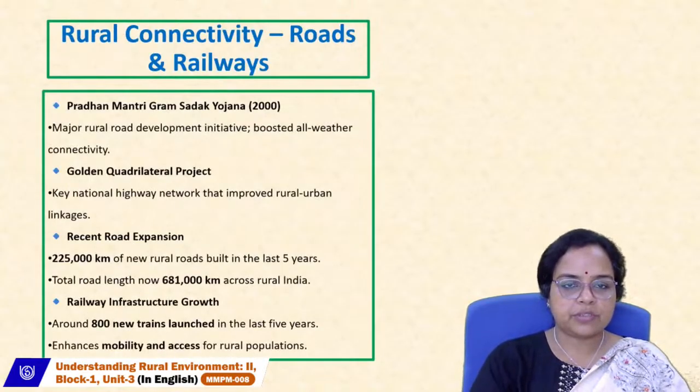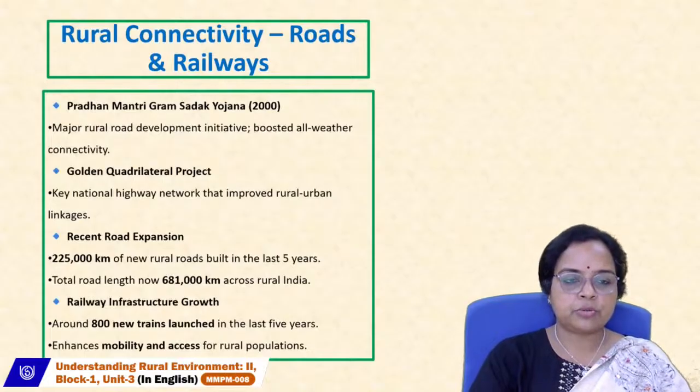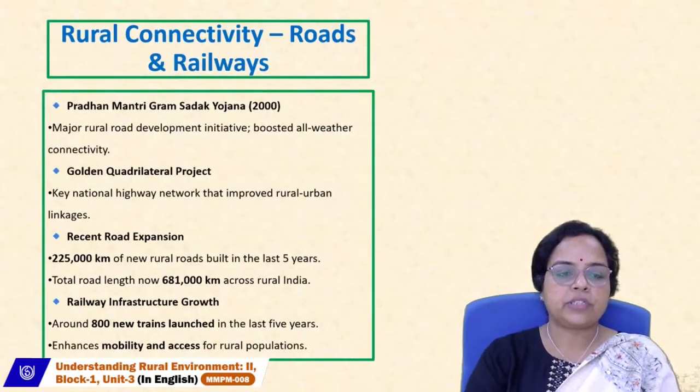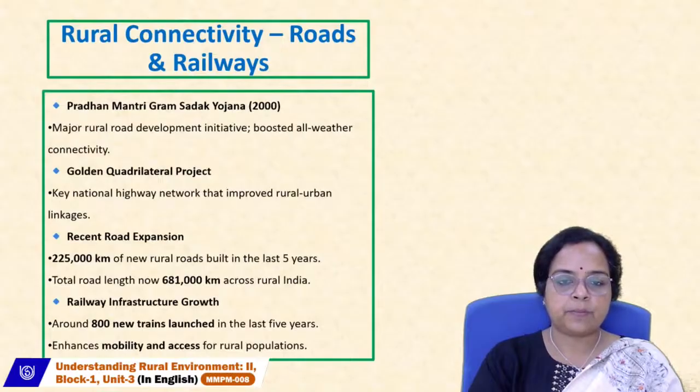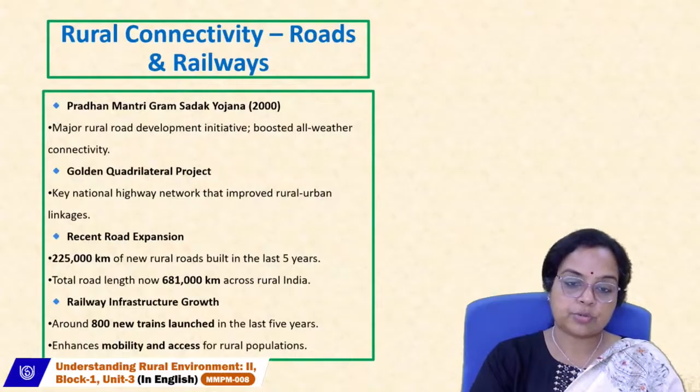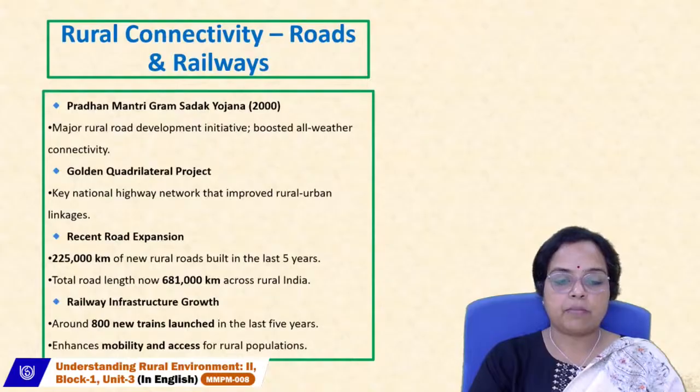Rural connectivity: roads and railways. Pradhan Mantri Gram Sadak Yojana, 2000, a major rural road development initiative, boosted all-weather connectivity, and it is good for business. Golden Quadrilateral project, a key national highway network that improved rural-urban linkages. Recent road expansion: 2,25,000 kilometers of new rural roads built in the last 5 years. Total road length now is 6,81,000 kilometers across rural India. Surprising, this is a very good number.